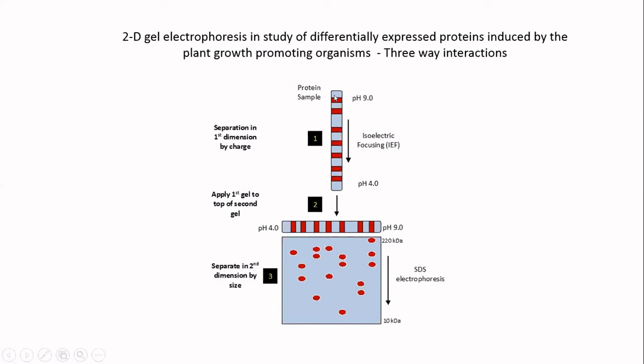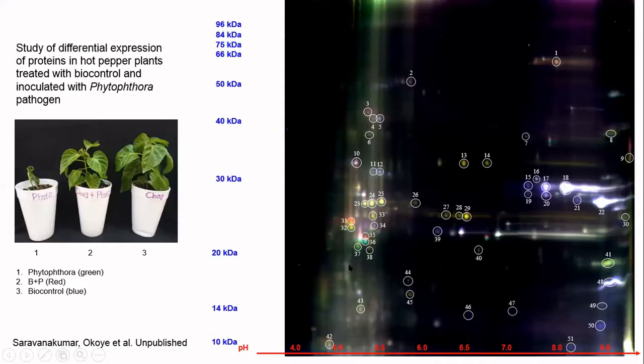Then it is separated based on isoelectric focusing, and then separated based on its molecular weight and size. Here we have used the same in hot pepper plants inoculated with Phytophthora and treated with biocontrol. This one is Phytophthora-inoculated plants, this one is biocontrol plus Phytophthora, and this one is just biocontrol-inoculated plants.